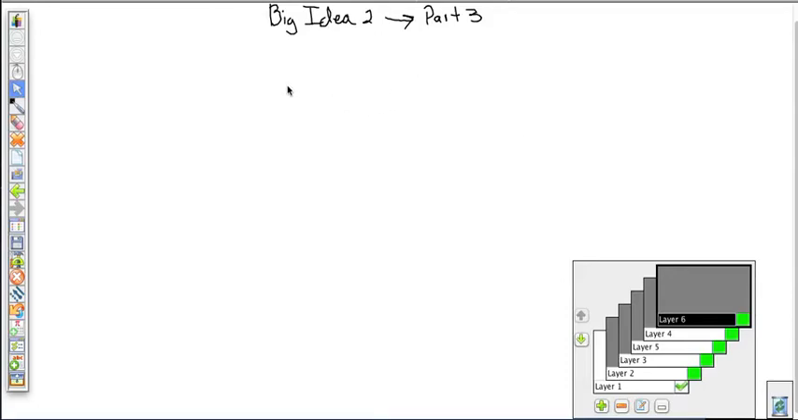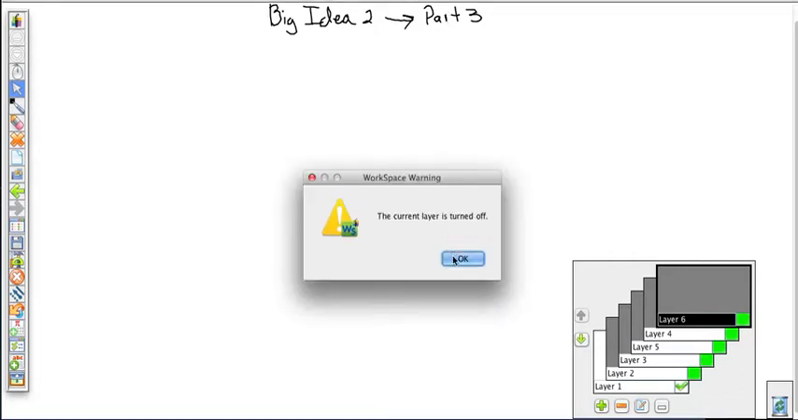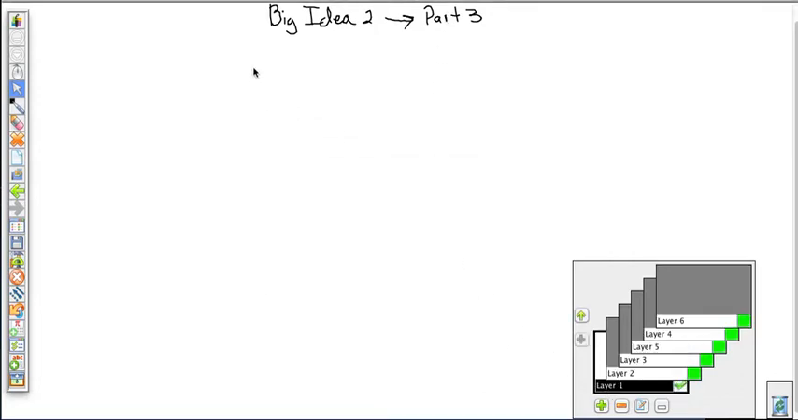Here we are at Big Idea 2. This is going to be part 3. So in part 3, what we're going to be looking at is the concept of intermolecular forces. Now, intermolecular forces are the guiding principles behind why molecules stick together.